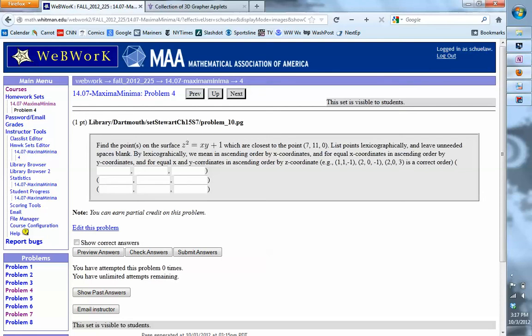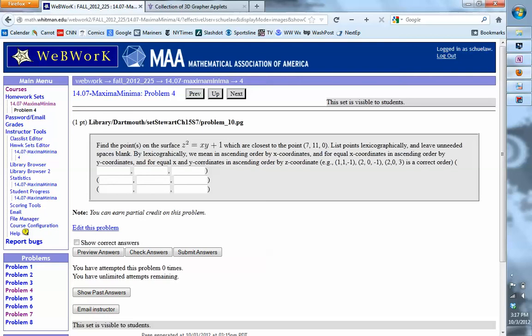You can order points x, y, and z lexicographically in the following way. 1 comes before 2, comes before 3. So it's sort of like alphabetical. A comes before B, comes before C. But in the case where the x-coordinates are equal, there's a tie in the x-coordinate, then you have to go to the y-coordinates. And then you do the y-coordinates lexicographically. 1 comes before 2, comes before 3. And in the case where x and y agree, you have to go to the z-coordinates to break the tie.